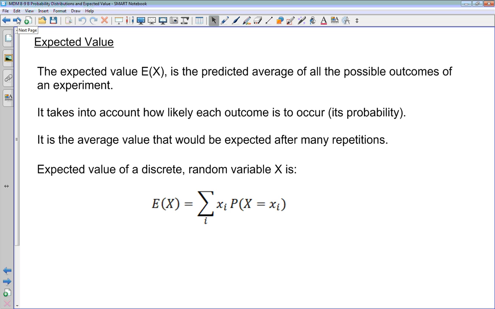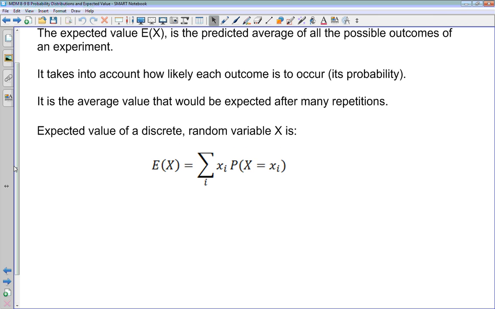So the expected value, usually denoted by E of x, is the predicted average of all of the possible outcomes of the experiment. If you did this experiment over and over and over again, took all of your results and averaged them together, what would you get as that average? What is the most likely outcome over time? When we do expected value, we take into account how likely each outcome is to occur, basically the probability of each event occurring. So it is the average value that would be expected after many repetitions.